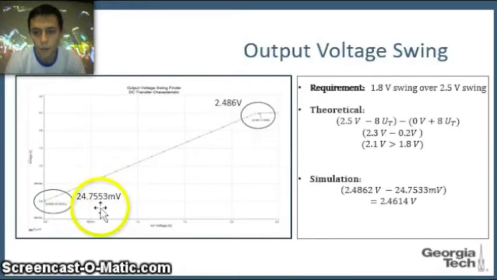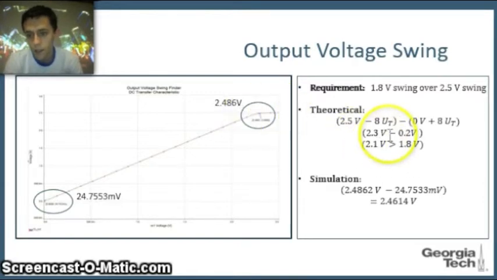Here we look at the output voltage swing. The minimum voltage is 24.7 millivolts and the maximum is 2.48 volts. Theoretically, the way to calculate the swing is to remove 2 drain saturation voltages for the cascoding transistors from ground and from VDD. Our theoretical voltage swing is 2.1 volts, which is well above the requirement of 1.8 volts. The simulation says that our voltage swing was 2.46 volts, which is well above the theoretical.